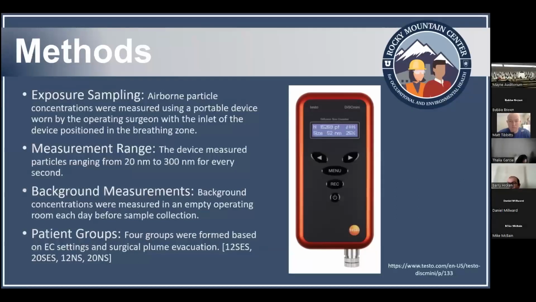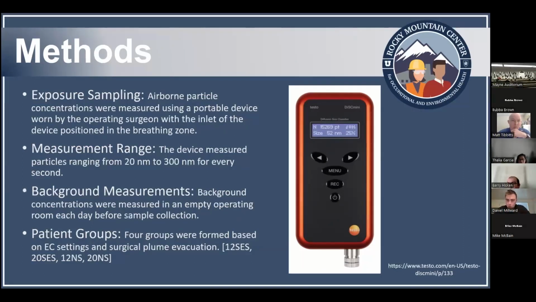The sampling was done by this device, the Disc Mini. This is the picture. However, I should say that the range is 20 to 300 nanometers. This means the largest particle that this device can detect is 0.03 micrometers, so it's not up to the 0.07 that the electrocautery can generate.